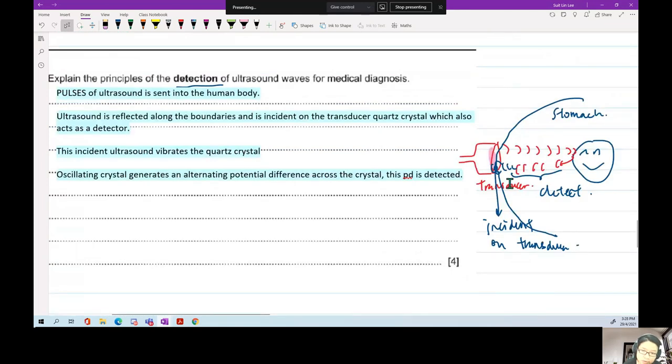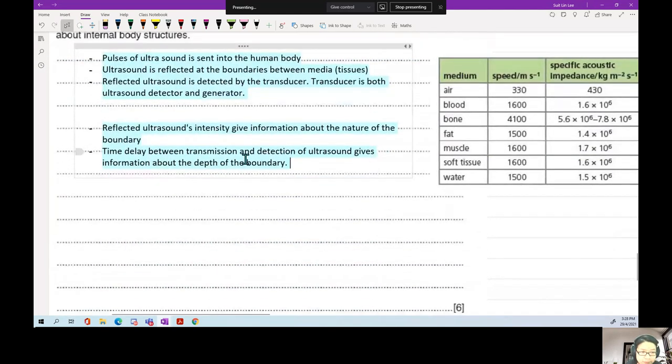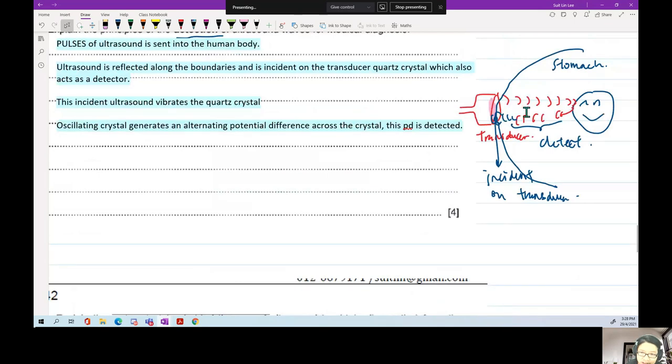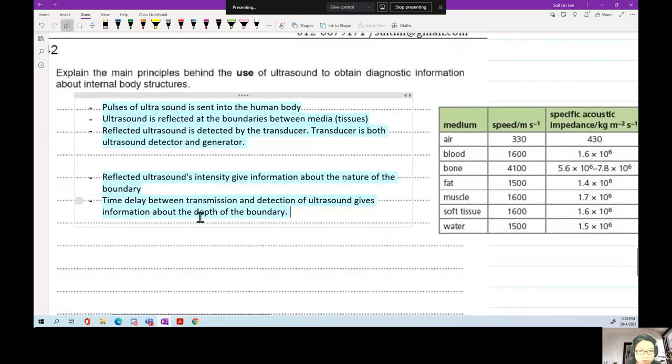The further away the baby is from the skin of the stomach, the longer it will take for the ultrasound to come back out, reflection-wise. So time delay will give information about the depth. Intensity, how much of it is reflected, will give us information about what type of boundary it is, whether it's bone, muscle, tissue. You can also say that it depends on the attenuation. So this gives information about the nature of the boundary. You can think about this in the form of attenuation and reflection. We will do some calculation regarding this after this last essay.